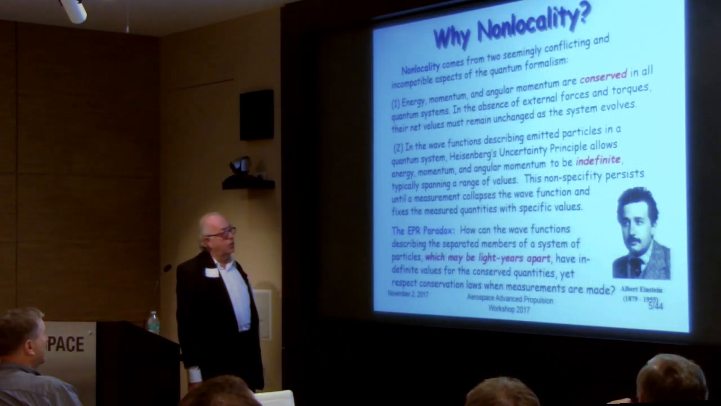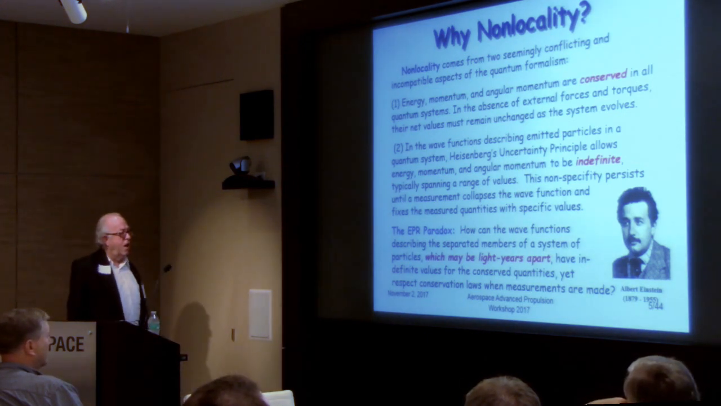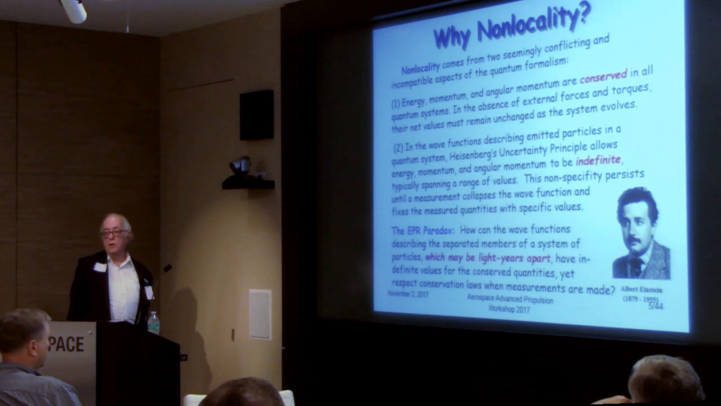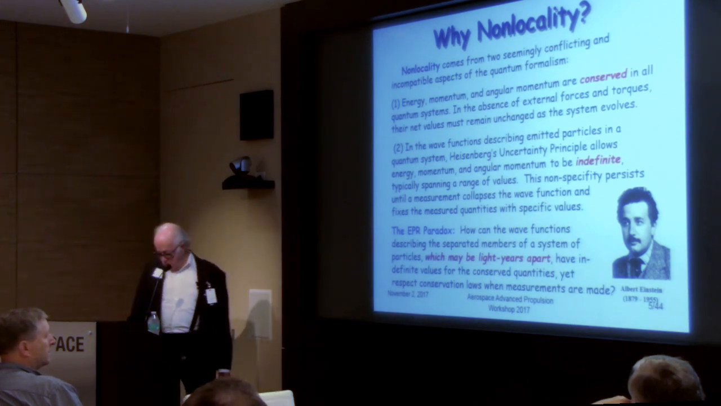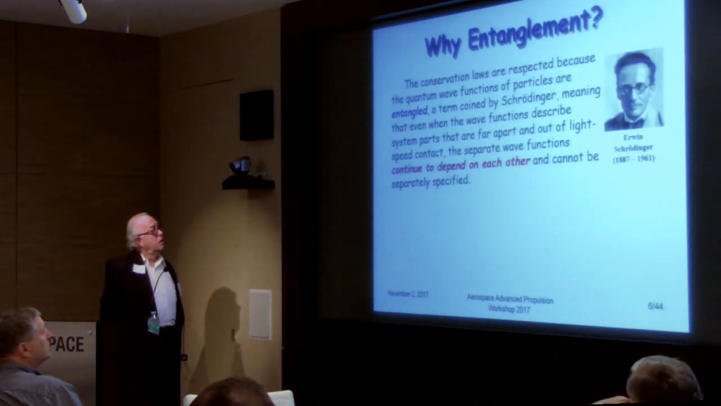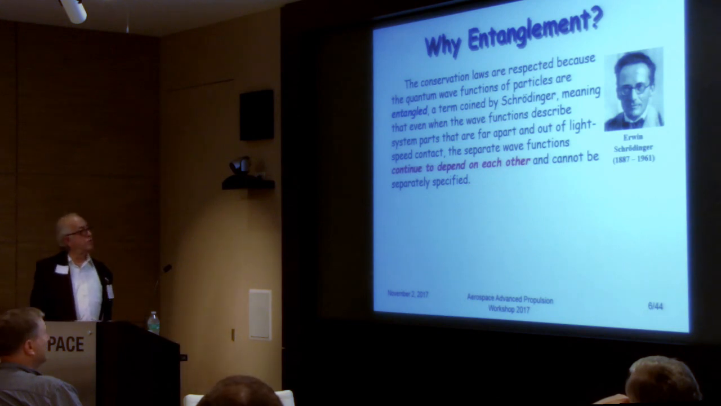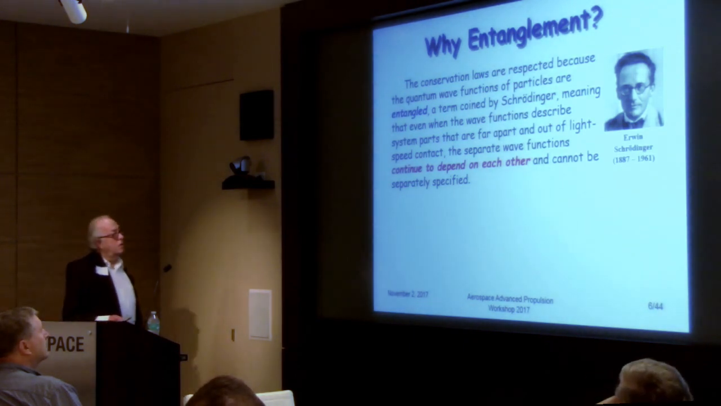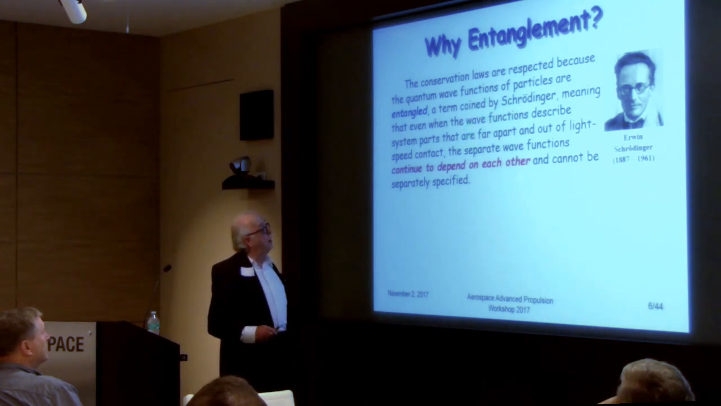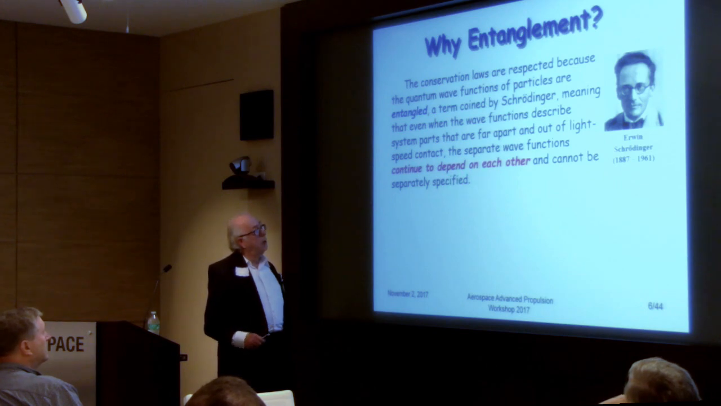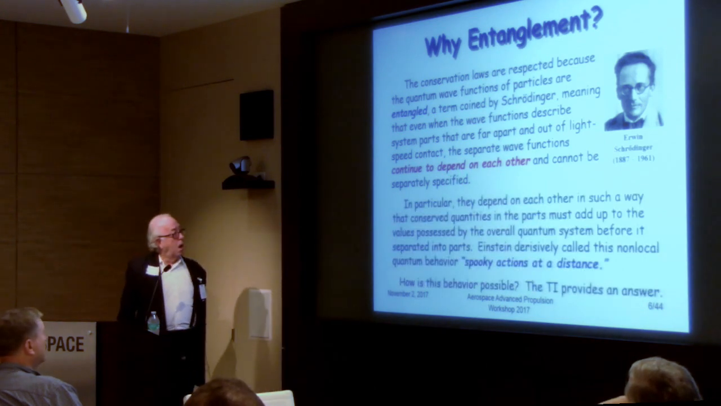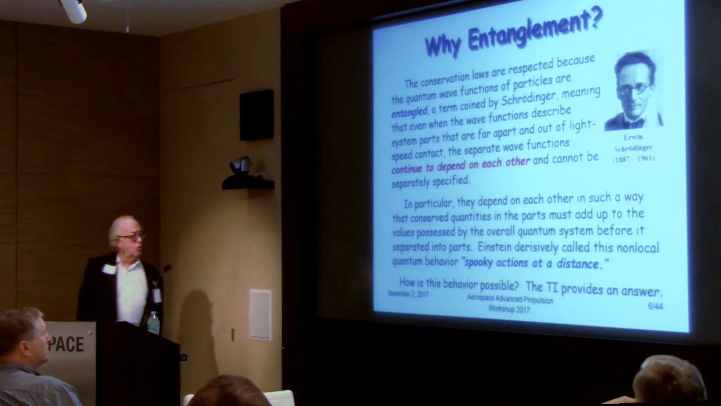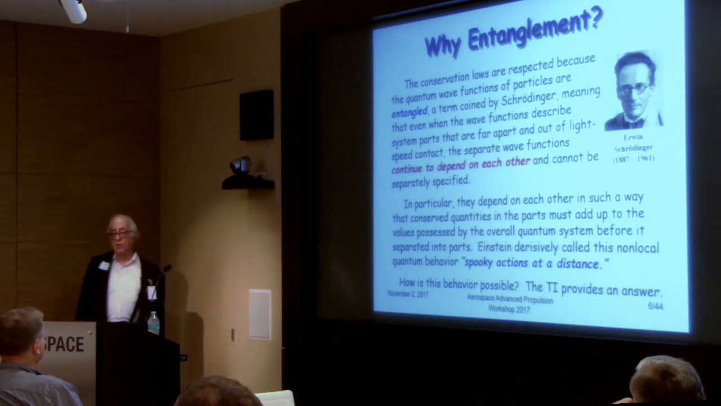Einstein, Podolsky, and Rosen pointed out that there was this problem in quantum mechanics in about 1935, where these system components have to observe these conservation laws, even though they could be light years apart when the measurements are made. So what do you do about it? Well, first of all, Schrodinger took up the torch immediately and published several papers investigating this property and coined the term entangled. What it means is that when the components are separated, the wave functions continue to depend on each other and cannot be separately specified. In particular, they depend on each other in such a way that conserved quantities must add up to the values possessed overall. Einstein derisively called this quantum behavior spooky actions at a distance. He didn't think it was there.